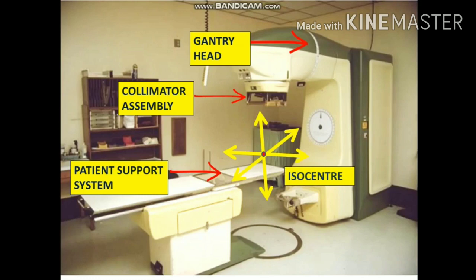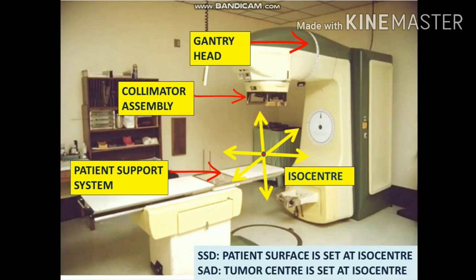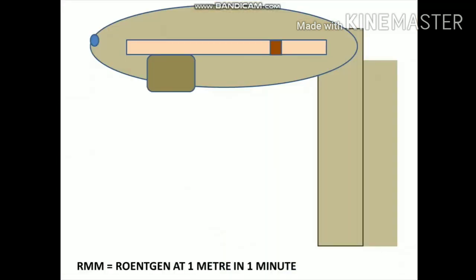If the isocenter is at the patient surface, the setup is called SSD, and if the isocenter is at the tumor center, then the setup is called SAD. A telecobalt unit can store a radioactive source up to 250 RMM. RMM means Roentgen, which signifies the exposure at 1 meter in 1 minute.